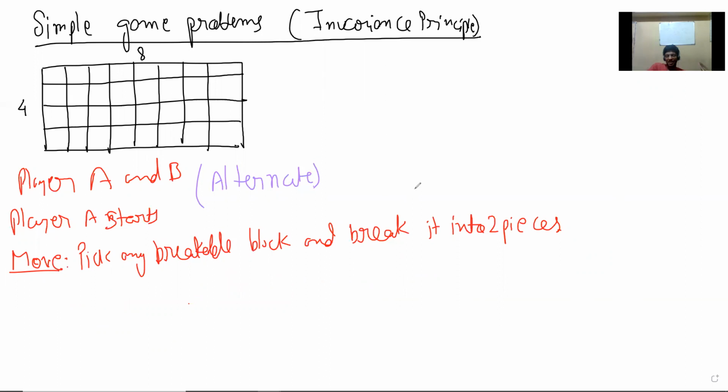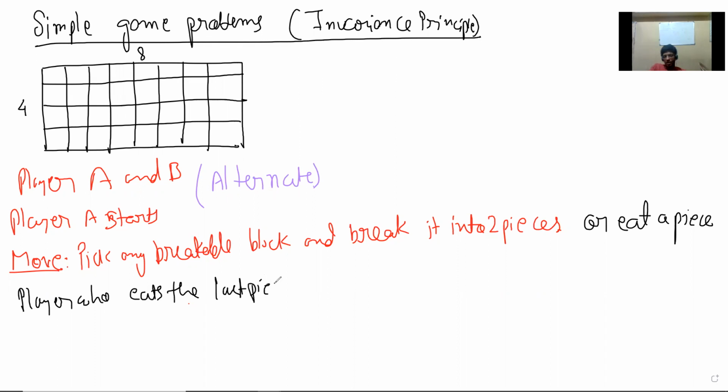Okay. You can either break, as was understood, or eat a piece. A piece means he could eat the whole chocolate, or a one by one piece, or any piece that is in front of him. In front of the player, he or she can eat it. Now here, the player who eats the last piece loses. The last move will always be an eating move. Eats the last piece, loses.